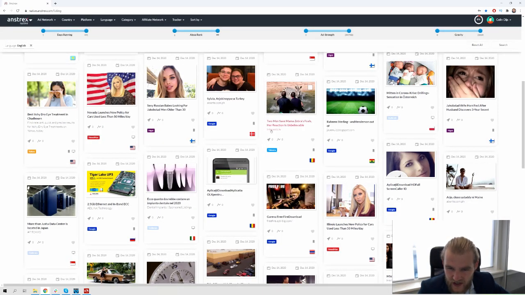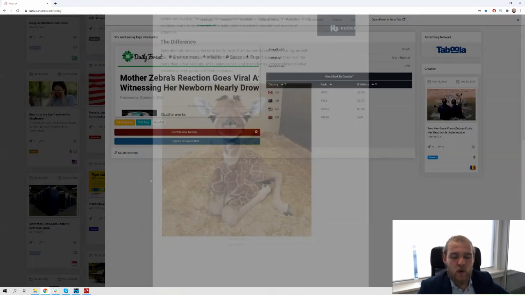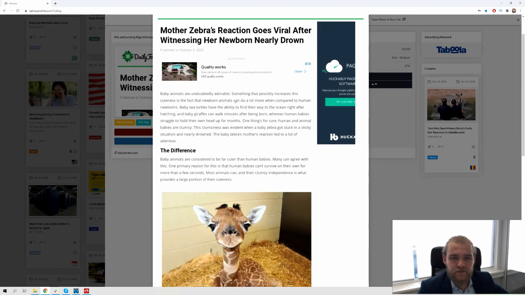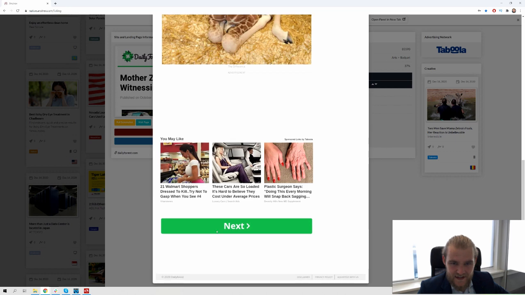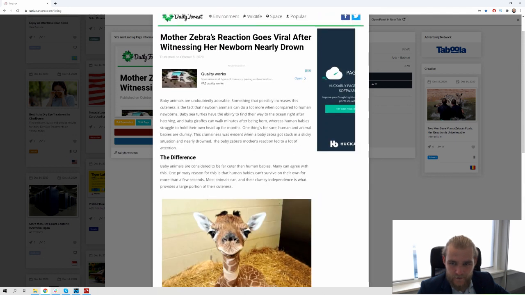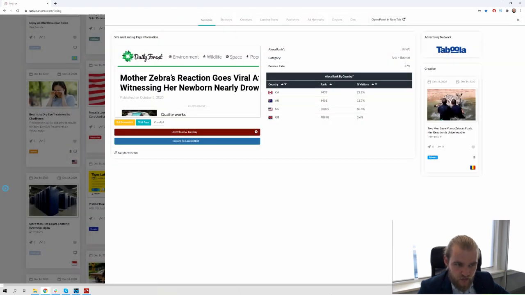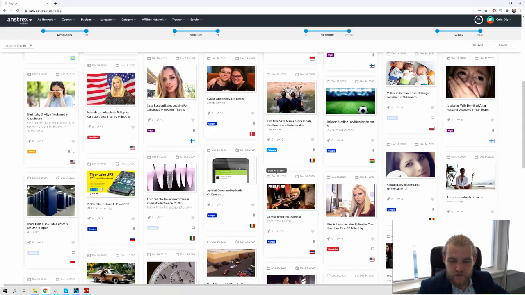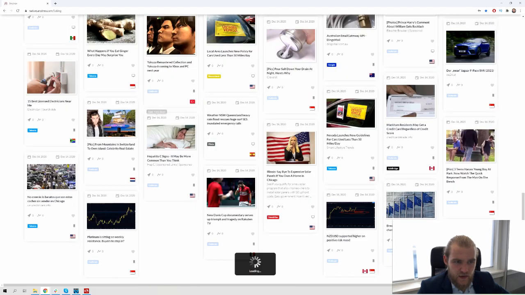And the description says "interestical." Don't really know what that means, but whatever. Let's see what the landing page is. Daily Forest. I'm really wondering what kind of ad this is. Yeah, so probably if you press next, it will go to a redirect. Let's just go to another offer, shall we? Let's see, what else do we have?